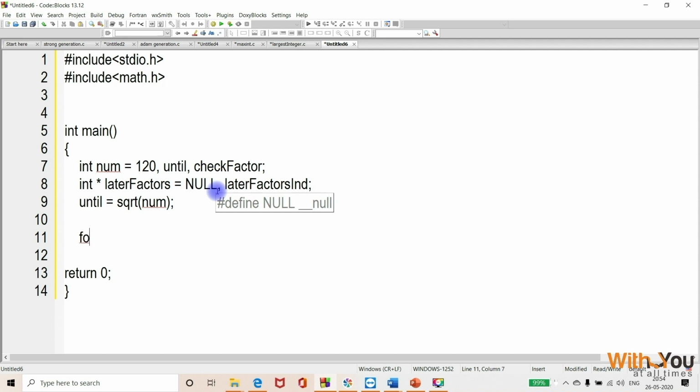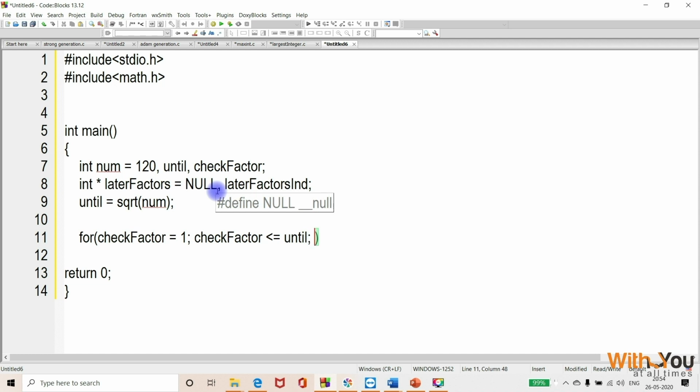So now, I think it's time. All we need to get into is find. So where would my factor start checking? It starts from 1. So for check factor equals 1. How long will that go? Fine, cool. Check factor less than or equal to the square root.